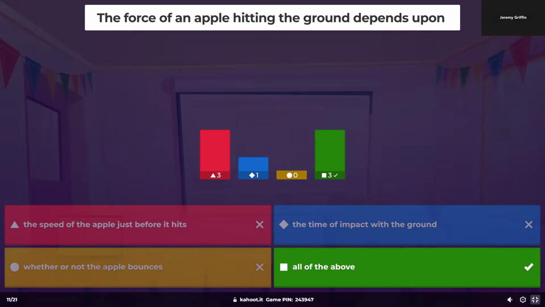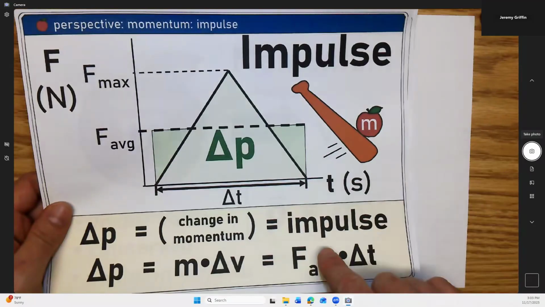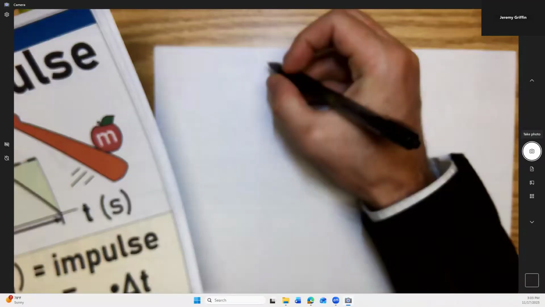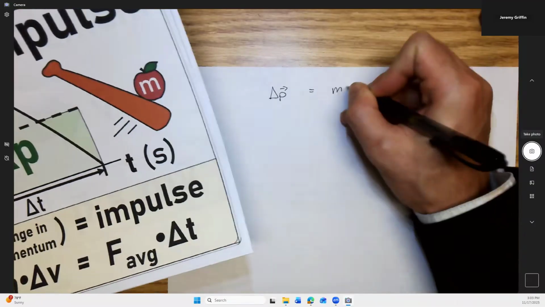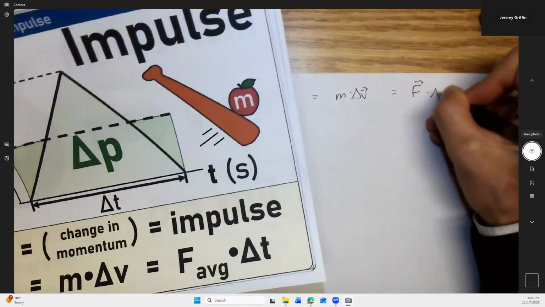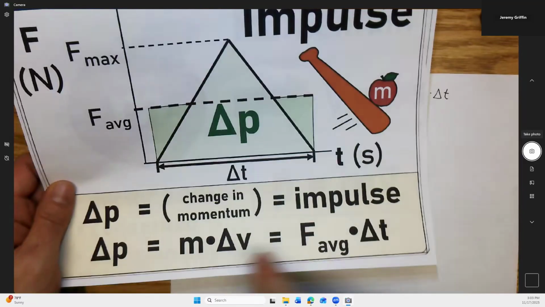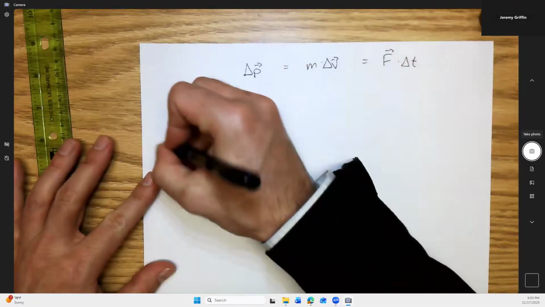So let me convince you guys that all those would be true. It has to do with this impulse formula right here. I know change in momentum could be mass times change in velocity, which is also a force applied for a time interval. So it's straight off this poster, just copy that right there. Now, how does it apply to an apple falling from a tree?